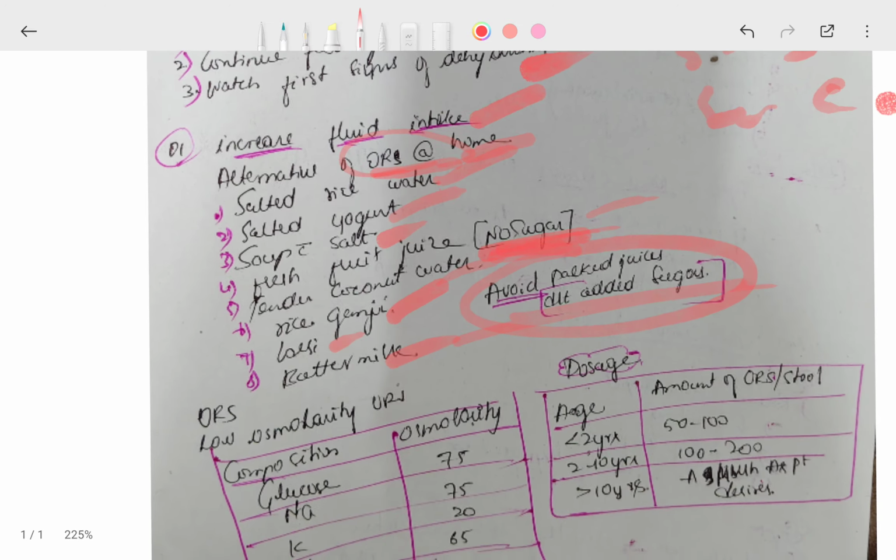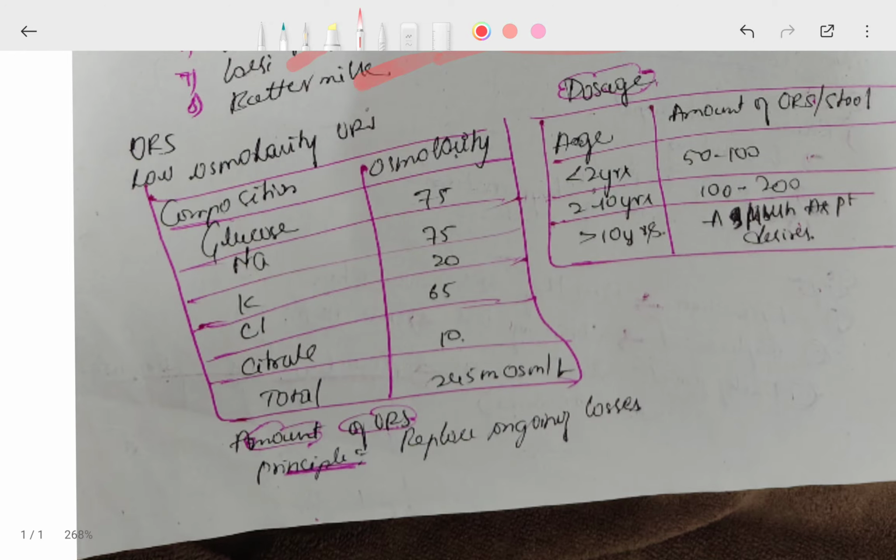But what is ORS, the low osmolar ORS? We'll see. Glucose and sodium are transported by the same co-transporter. So sodium and glucose should be at the same concentration, 75 millimoles per liter. Whereas potassium is 20 and citrate 10. Half, minus 10, you will do 65. So 65, 10, 20 and 10. Sodium and glucose should be the same concentration, whereas citrate is half of potassium, and then chloride will be 75 minus 10.